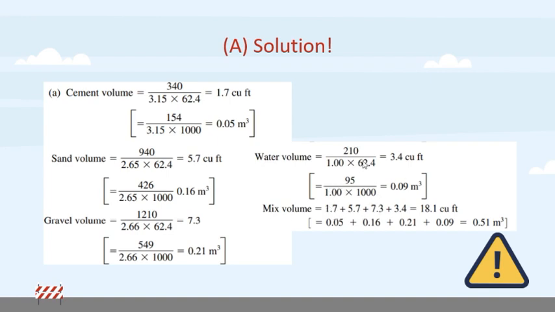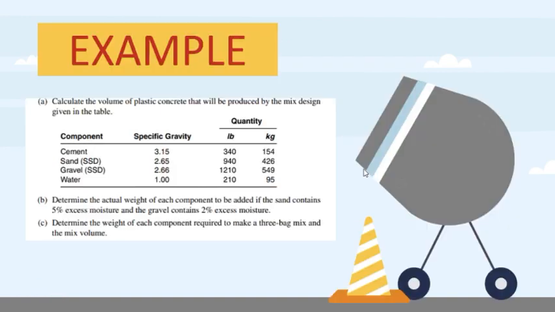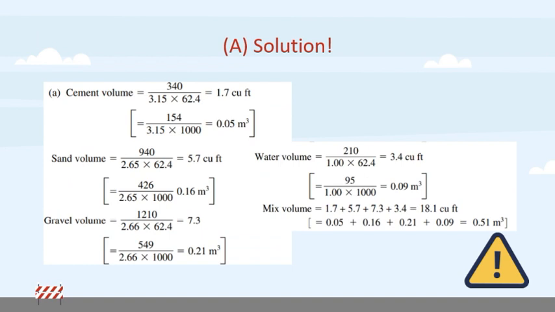And for the water volume, the water weight is 210 over a specific gravity of 1 multiplied by 62.4, and we'll get 3.4 cubic feet. To get the mixed volume, we just add the absolute volumes we got. As you can see, we add 1.7 plus 5.7 plus 7.3 plus 3.4, and we'll get 18.1 cubic feet. So, that's the answer for letter A.